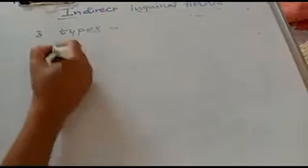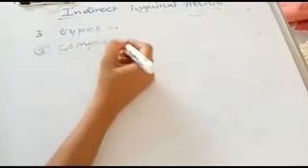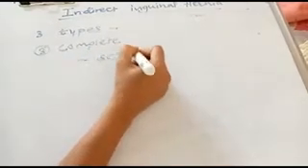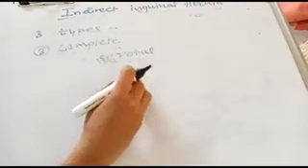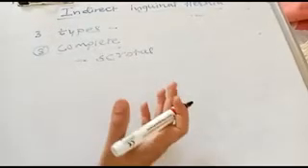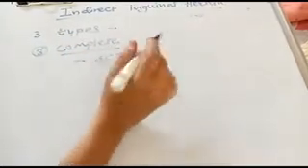And the third one is complete. The third type is complete indirect inguinal hernia, and it is also called scrotal. That means the hernial content will go into the scrotum, and the scrotal size will be increased. That is called complete indirect inguinal hernia, or complete inguinal hernia. That is of the scrotal type.